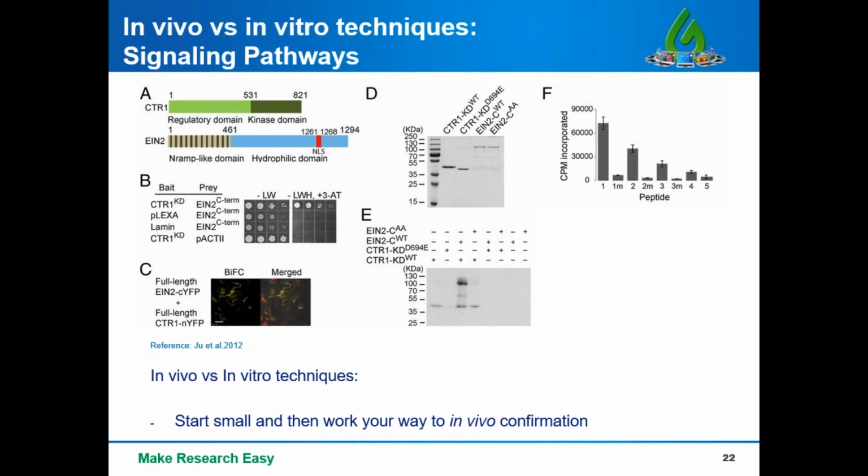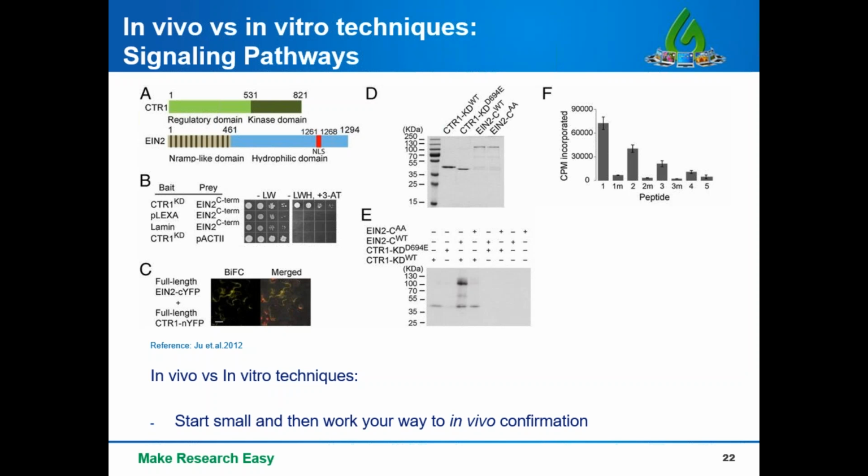What I mean by starting small is, this is a figure from the same paper that I was a second author on. Here you'll see that we mapped out the domains for both CTR1 and IN2. Since we knew that CTR1 was upstream, and that it had a kinase domain, naturally we were thinking, well, maybe CTR1 propagates its signal downstream through either interaction with IN2 or actual phosphorylation of IN2 using its kinase domain. So next we decided to do a yeast two-hybrid assay to see whether or not these two domains would interact, and we found interaction, as evidenced by figure B.